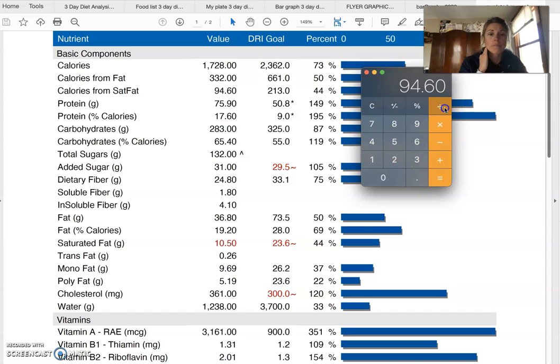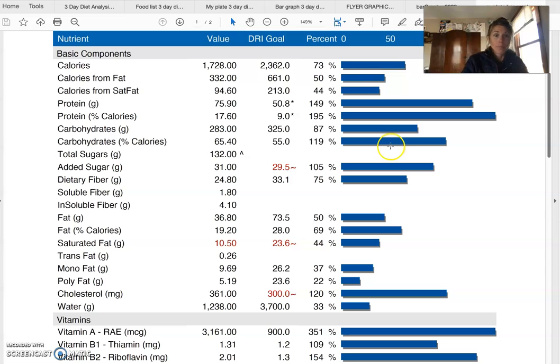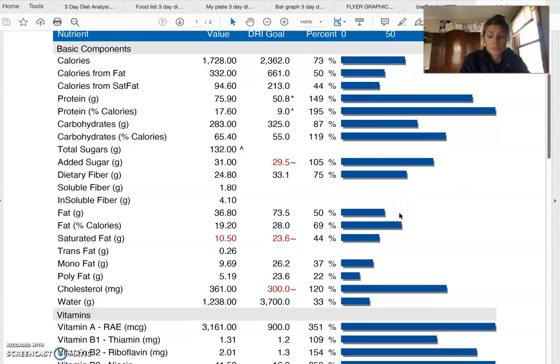94.6 divided by 17, I was doing 28 calories, is moving the decimal place over 2 places. We get 5.5% of calories coming from saturated fat. So that's how you would calculate that. And that's how you calculate any of these numbers, but NutriCalc did the calculation for you. But saturated fat, it did not.